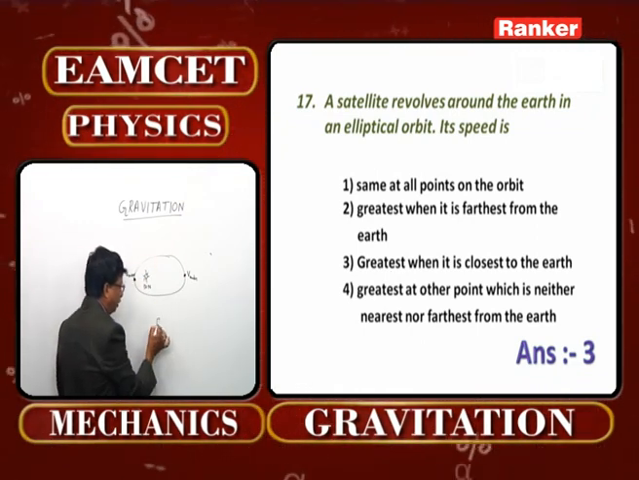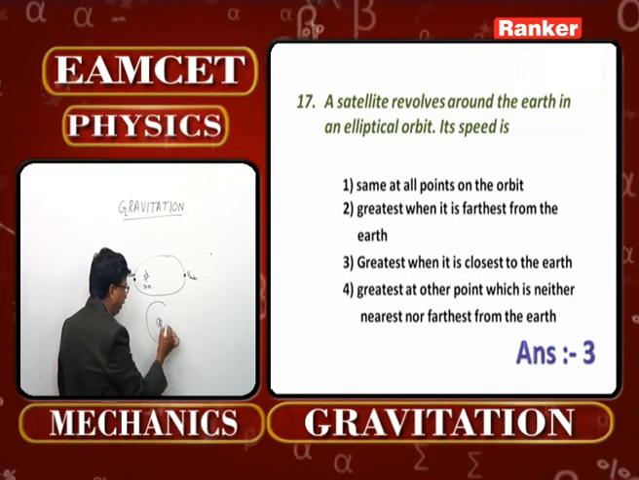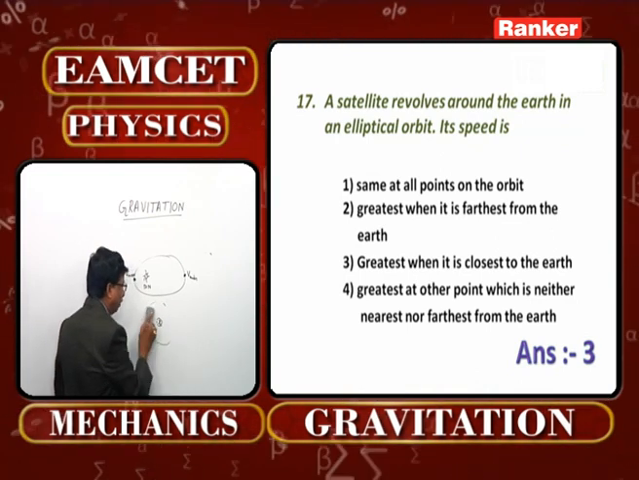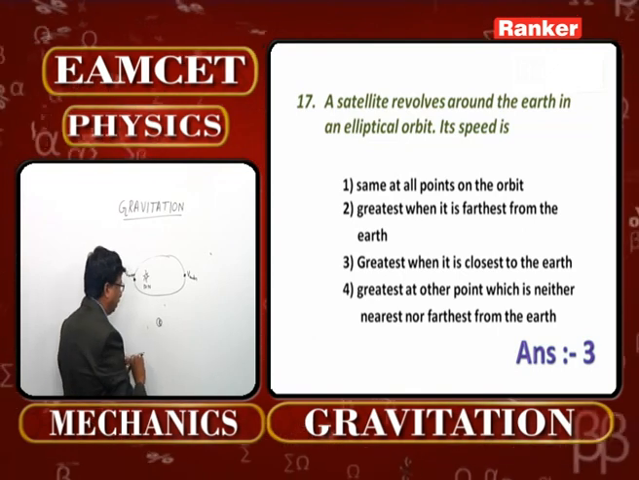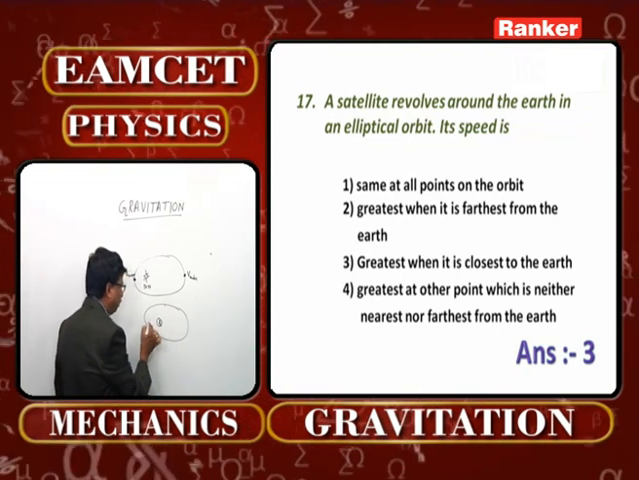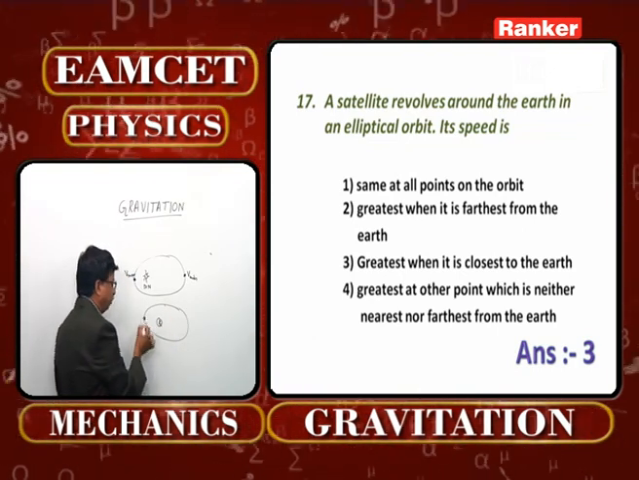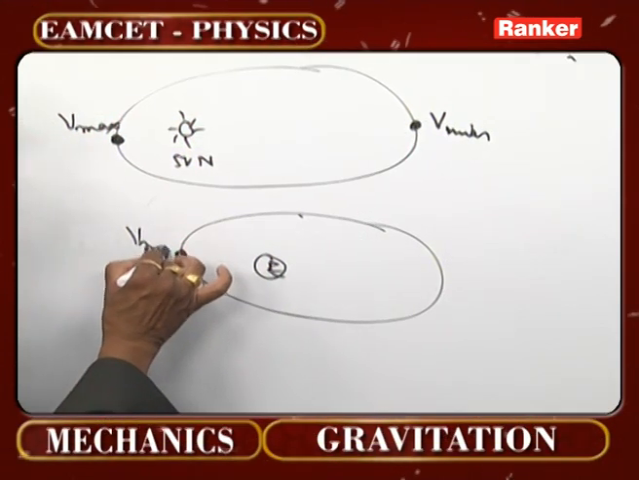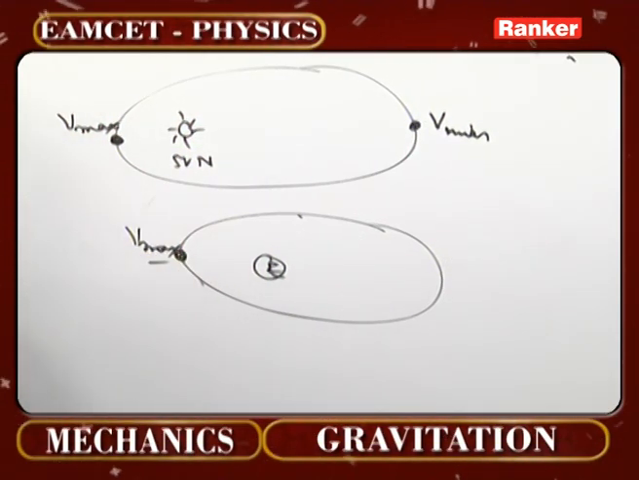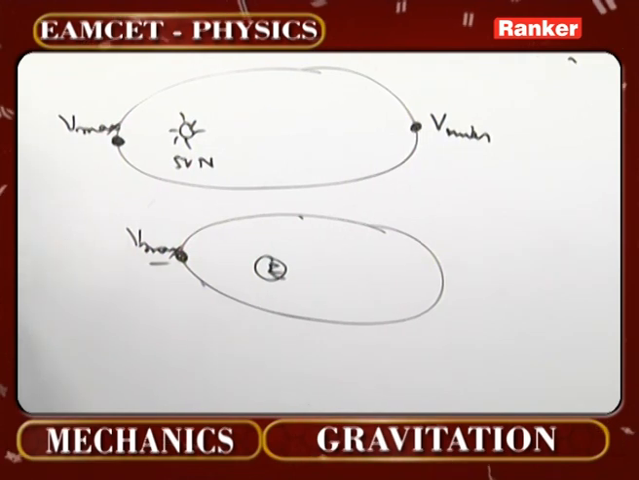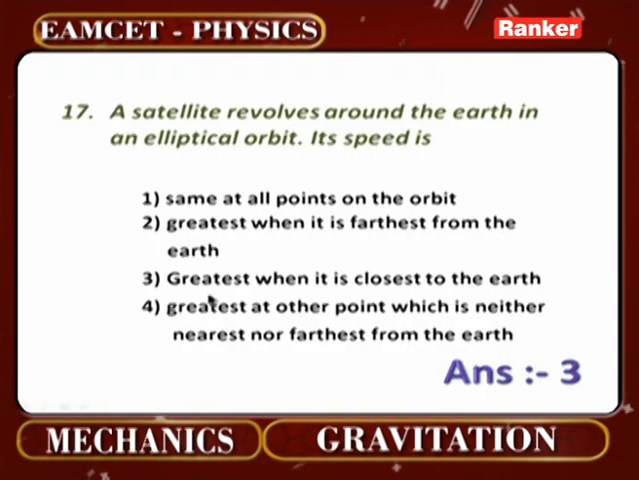Suppose I imagine Earth is here and a planet is revolving around the Earth in an elliptical orbit, for example like this, then also the concept will be the same. When it is very close, the velocity or the speed is going to be maximum. So which option is being tallied directly? The third option is being tallied: greatest when it is closest to the Earth. That is the concept you have to take up. So the option is 3 for the 17th question.